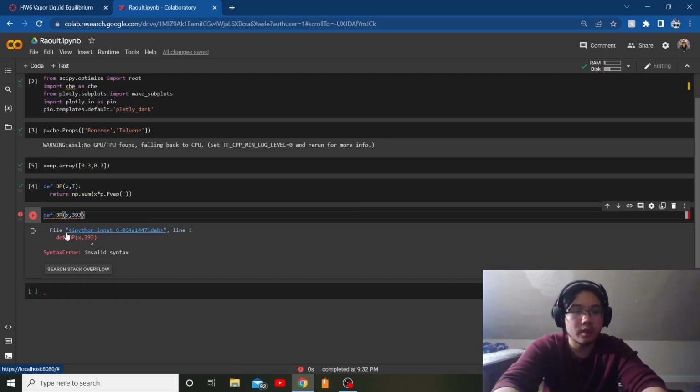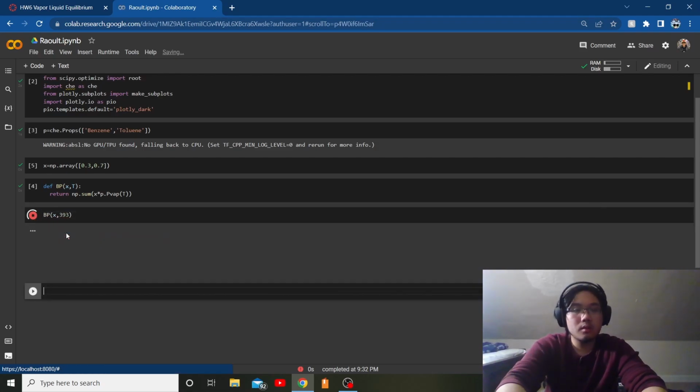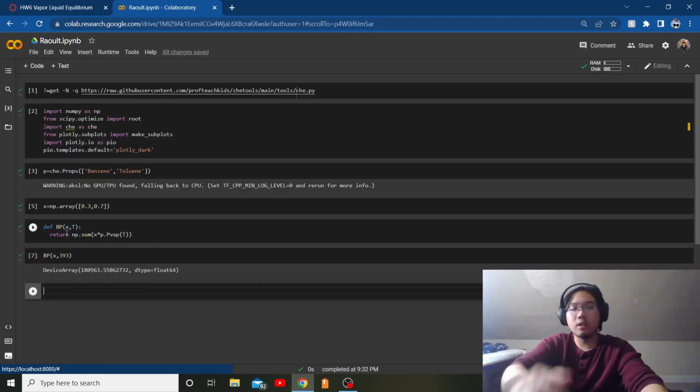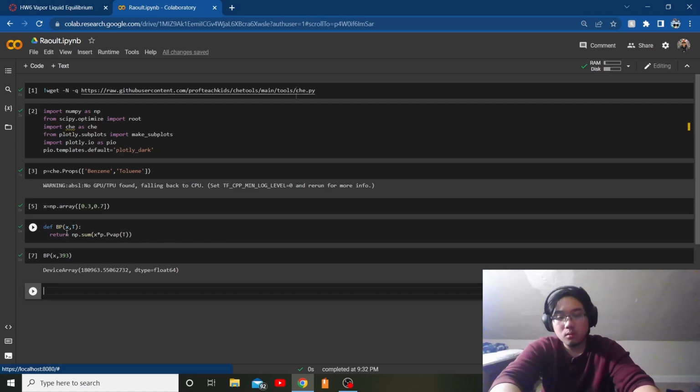This didn't work because I put define there for some reason. And we get 180,000 pascals as our pressure that we have to set it to get our first bubble of vapor to form. And so now let's move on to bubble temperature.